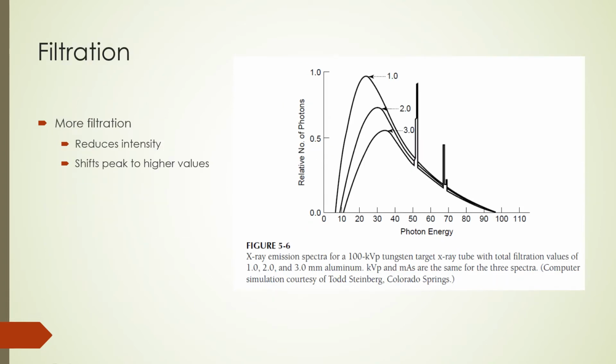The effect of filtration is shown on this slide. Remember that filtration hardens the beam. On this slide, adding filtration does not change the maximal X-ray energy, but rather shifts the peak energy to higher energies. The intensity of X-rays is reduced with added filtration. Note the position of the characteristic X-rays as the filtration is changed. The only change in characteristic X-ray is in intensity.